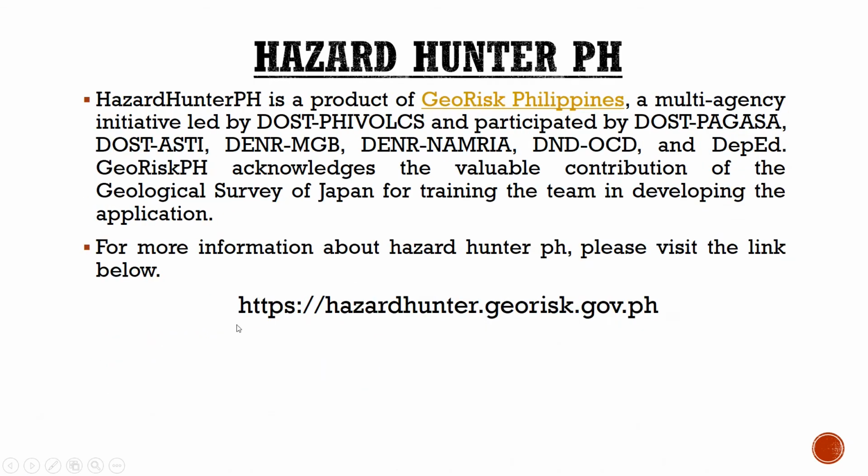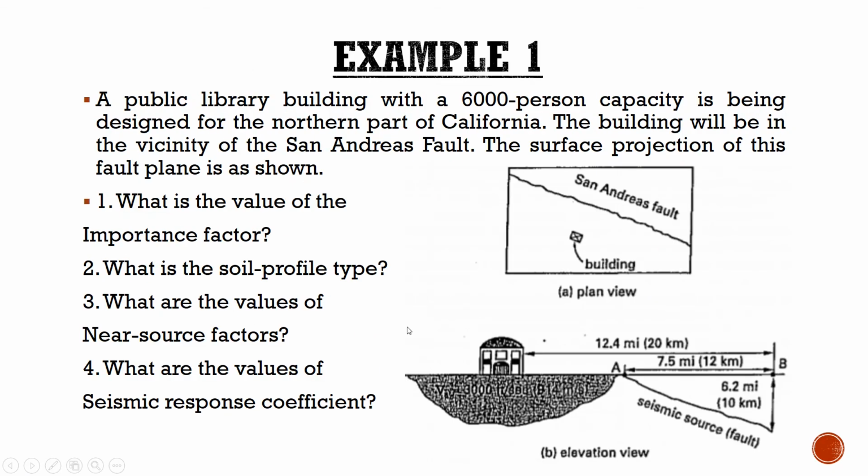Just visit this site. Then here is an example from our lessons. A public library building with a 6,000 person capacity is being designed for the northern part of California. The building will be in the vicinity of the San Andreas Fault. The surface projection of this fault plane is as shown.